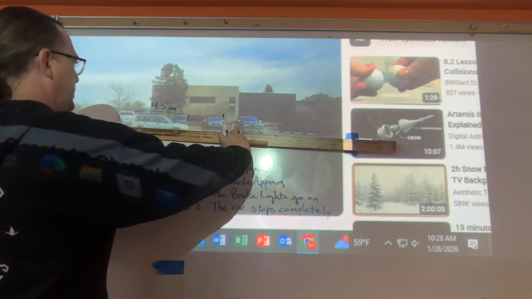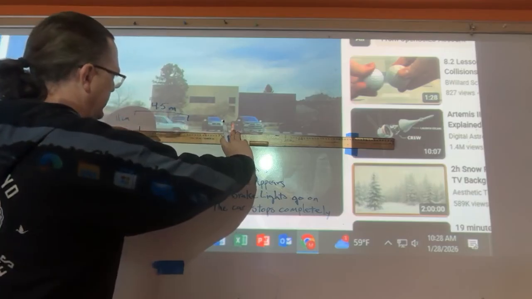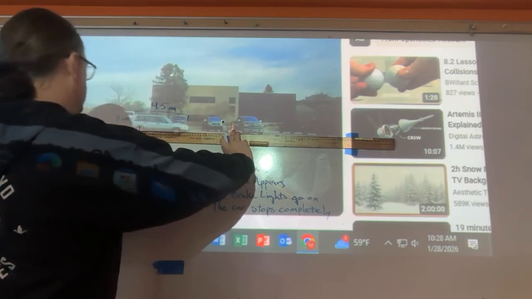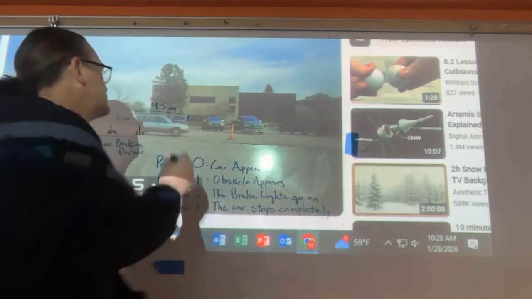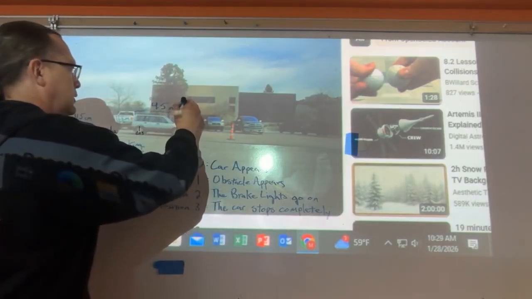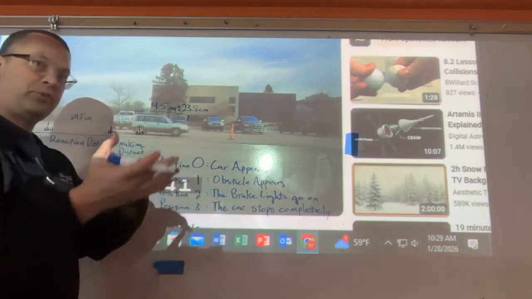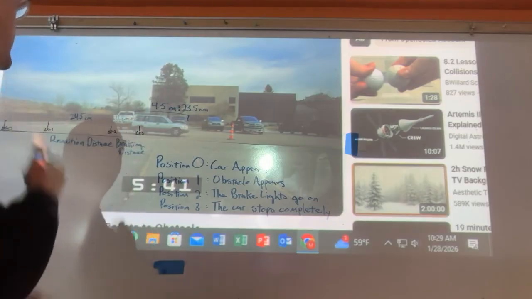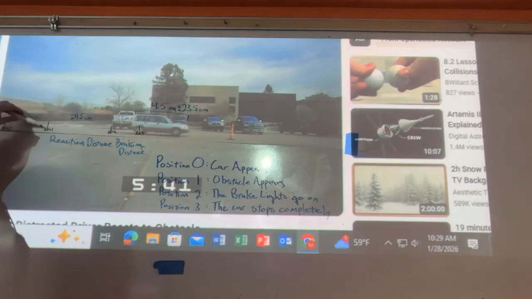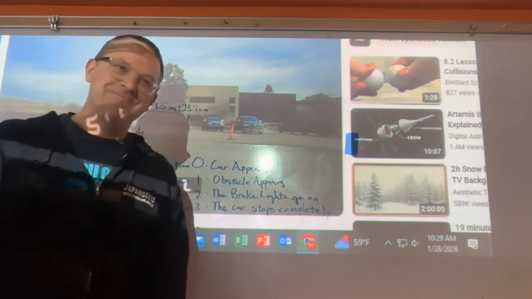From bumper to bumper, this car is 23.5 centimeters long, or 23.5 centimeters on my projection to the screen. How would we now calculate the reaction distance and braking distance in real life? Let's do that on our handouts.